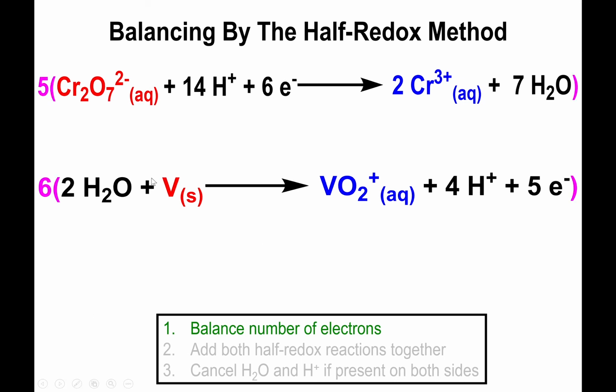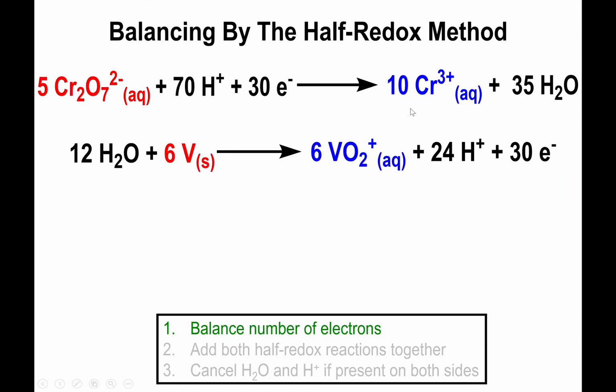So here we go. That entire equation gets multiplied by 5. This entire equation gets multiplied by 6. That means that we will end up with 5 dichromates. 5 times 14, which is 70 H pluses. 5 times 6, which is 30 electrons. 5 times 2, which is 10 chromium 3 pluses. And 5 times 7, which is 35 waters. Alright, so we get that entire business there. And we do the same thing for the bottom equation. We multiply everything by 6. So now we end up with 12 waters, 6 vanadiums, 6 vanadiols, 24 H pluses, 30 electrons. The electrons have been balanced.